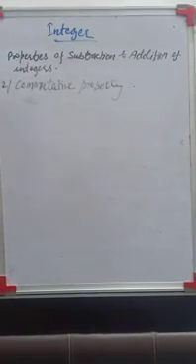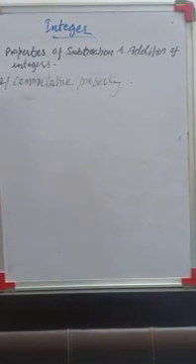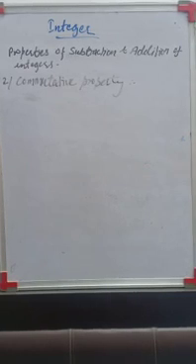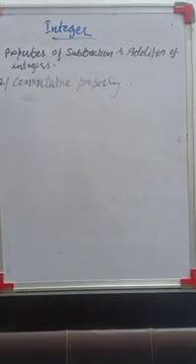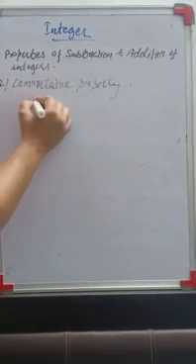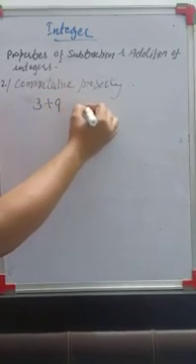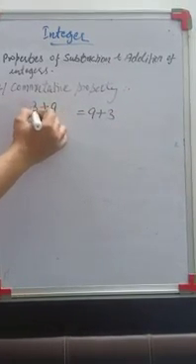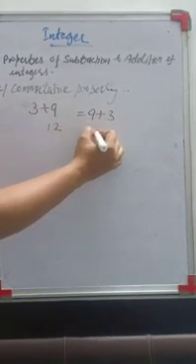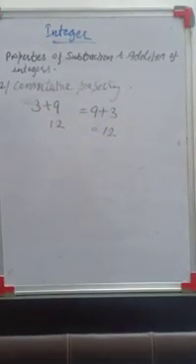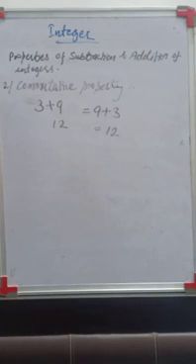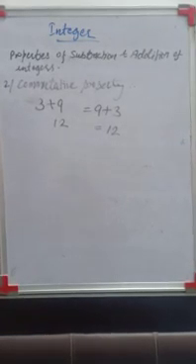Next is the commutative property. In the commutative property, we change the places of the integers. So we need to find out whether the commutative property holds in addition or in subtraction. First we will try for addition. For example, if I write 3 plus 9 or I write 9 plus 3, will both be equal or not? 3 plus 9 is 12. And 9 plus 3 is 12. That means the commutative property holds in the case of addition. Any example I can write?